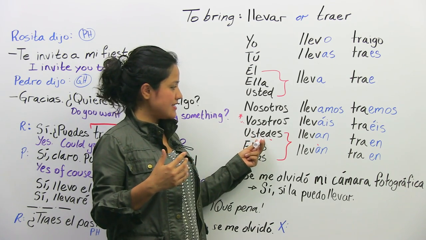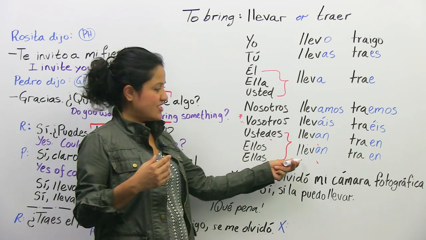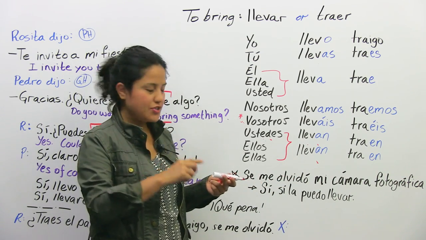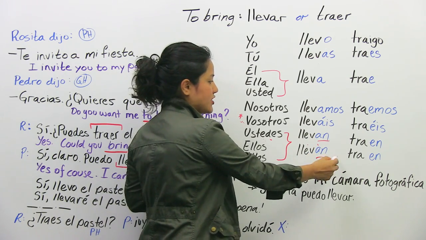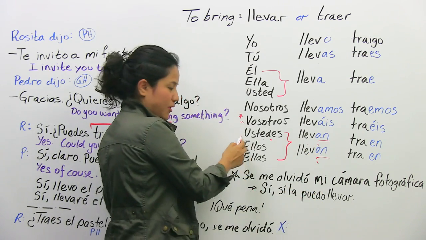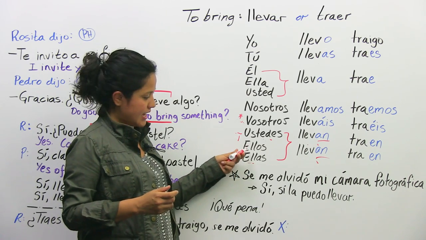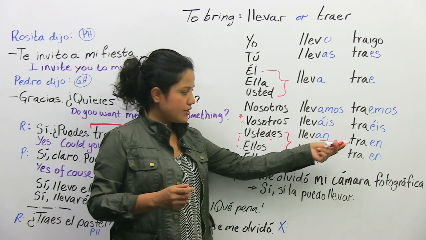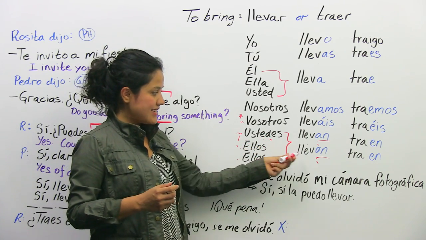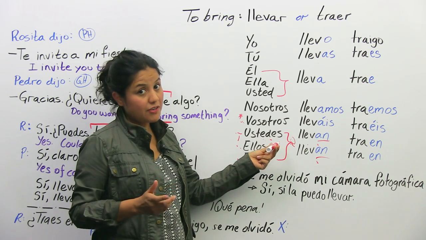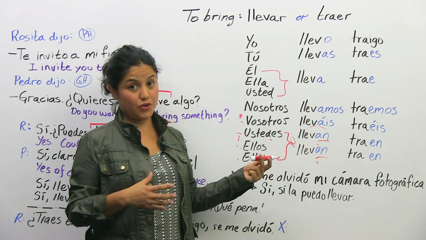So let's say it again. Otra vez. Ustedes llevan. Ellos llevan. Ellas llevan. Now, if you see here, I'm going to show you something. I wrote this verb twice so you can see it. Llevan and llevan. It is the same. But the people we're talking about is different. We're saying you plural and they, females, and they, males. For that conjugation, we have the same ending. If you're speaking Latin America, you can say ustedes, ellos, ellas, and use this form, llevan. But if you're using vosotros, you have to make sure you're going to use lleváis, because in Spain, they use a different pronoun and a different ending.